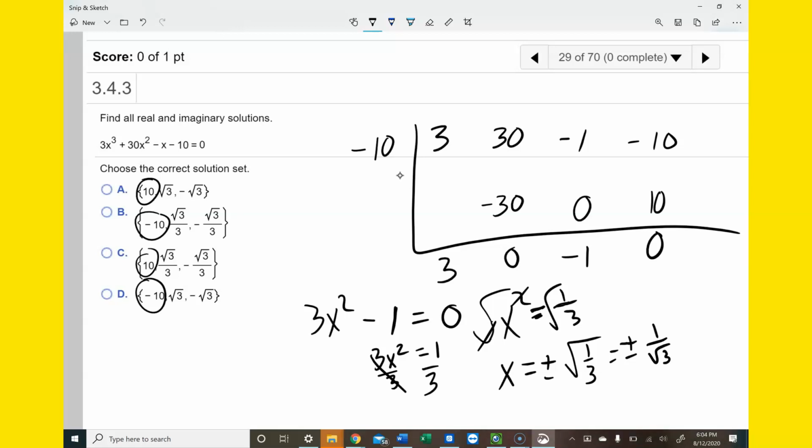And then we don't like to have radicals in the denominator, so we have to rationalize that denominator by multiplying that square root of 3 with itself and doing the same thing on top that I do at the bottom. So that's plus or minus the square root of 3 over the square root of 3 times the square root of 3 is 3. So then my answer is negative 10 and positive root 3 over 3 and negative root 3 over 3. So it looks like B is the right answer here.